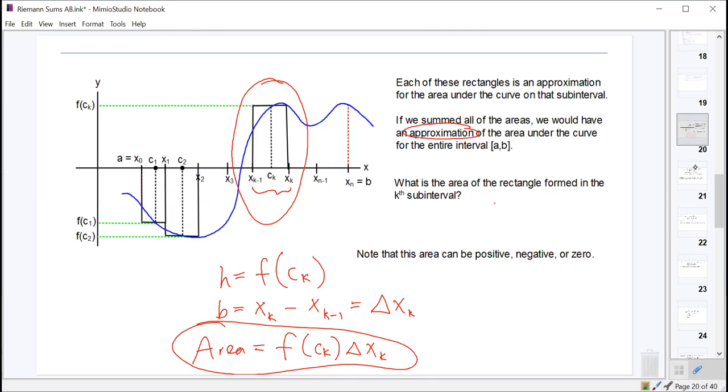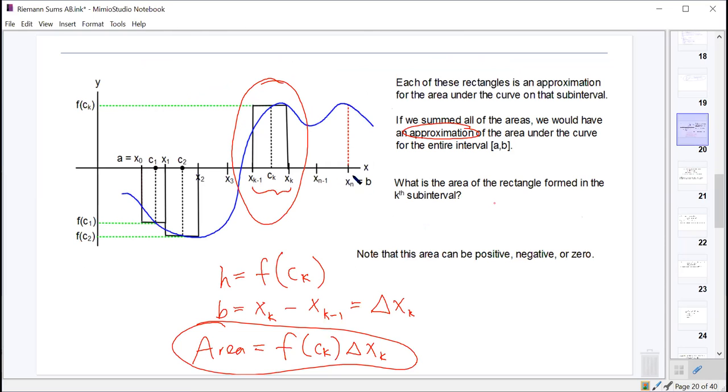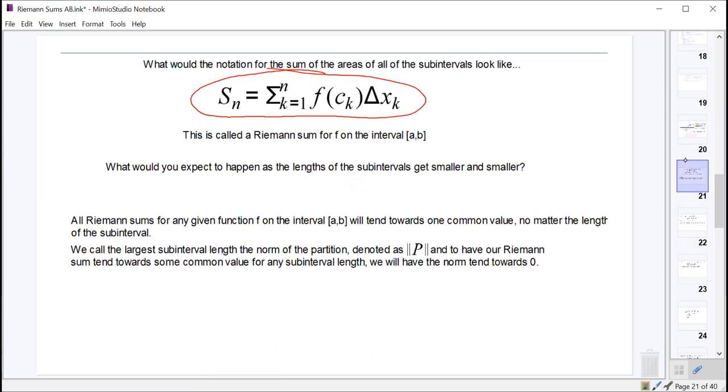So if we were to write that in summation notation, it should look something like this. The sum from k equals 1 to n, because we don't know how many subintervals we have. We have an arbitrary number of subintervals. The sum from k equals 1 to n of the heights times the bases of each subinterval. Everybody see where this summation formula comes from? Yeah. Okay.